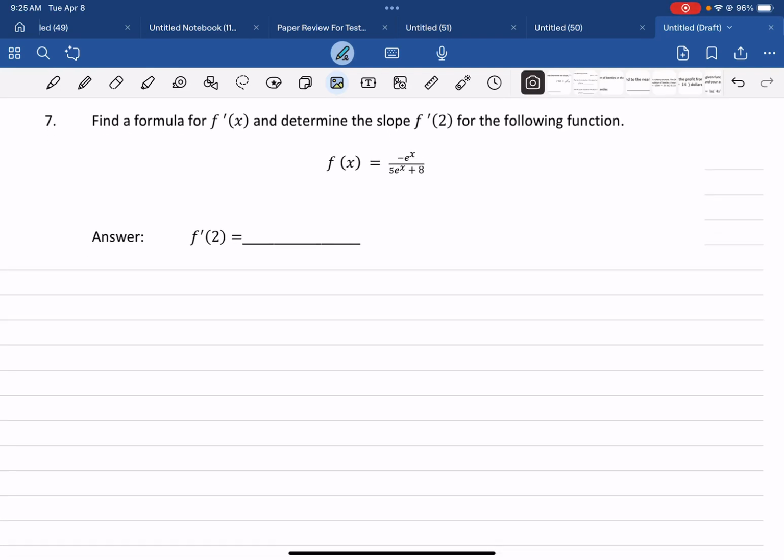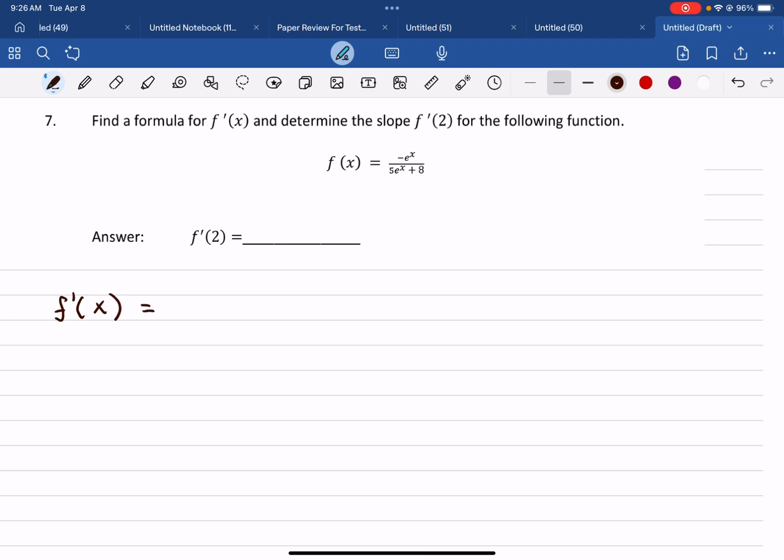Example 7. Find a formula for f prime of x and determine the slope f prime of 2 for the following function. So we're looking for the slope of the tangent to f of x at the point x equals 2. Well, that's just the first derivative. So the first thing we do is take our derivative, and we're going to have to use the quotient rule.